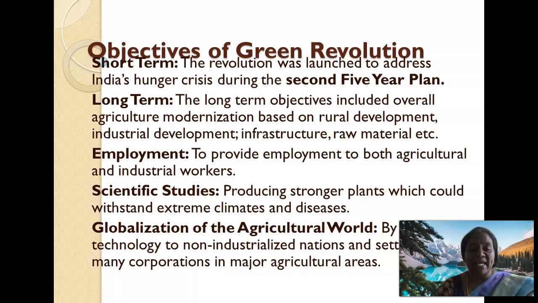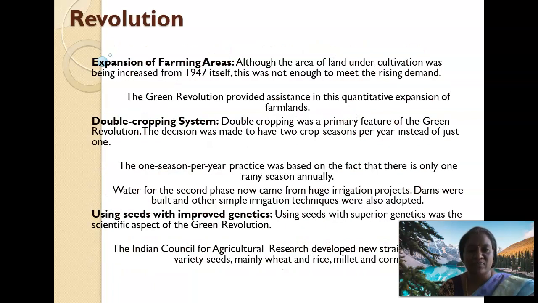Producing stronger plants which would withstand extreme climates and diseases. And globalization of the agricultural world by spreading technology to non-industrialized nations and setting up many corporations in major agricultural areas. Then, the basic elements of the Green Revolution.